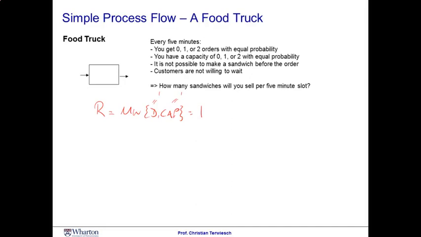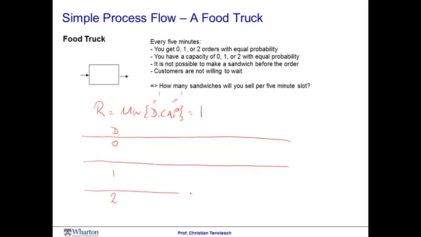Let's look at all the things that can happen at the food truck. We can have a demand that is either 0, 1 or 2. We can also have a capacity that is either 0, 1 or 2. That leads to 9 cases. If we have a demand of 0 and a capacity of 0, well, obviously the flow rate is 0. The flow rate is also 0 for a capacity of 1 or 2 as long as the demand is 0. Remember, the flow rate is the minimum of demand and capacity.